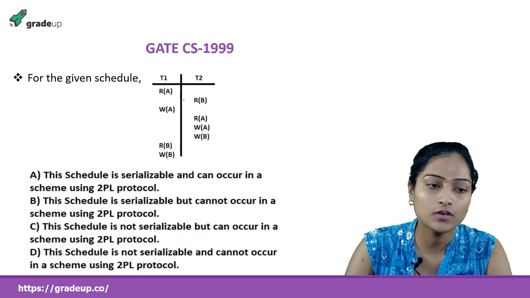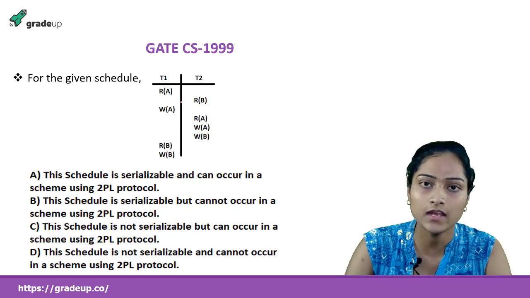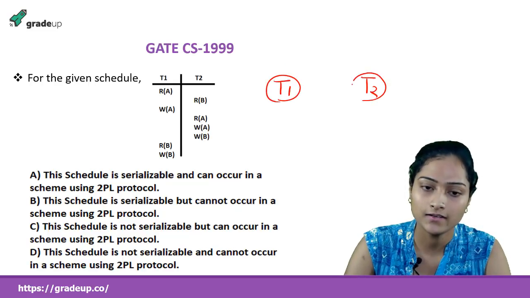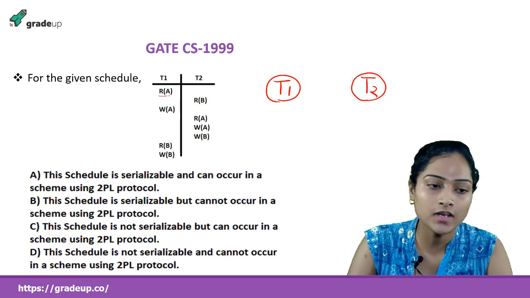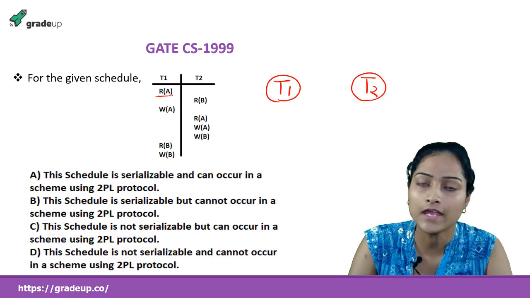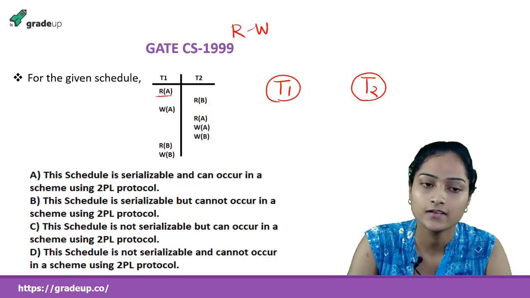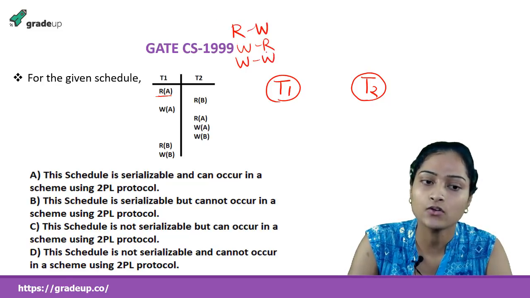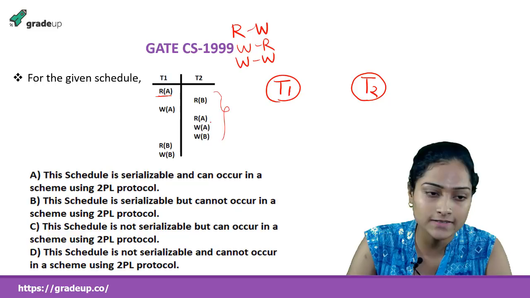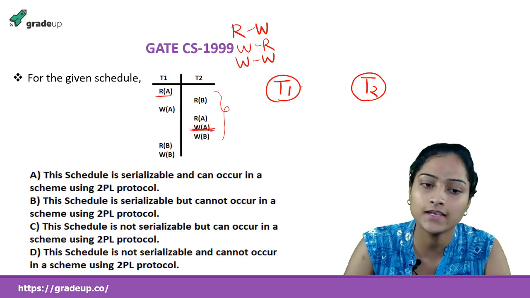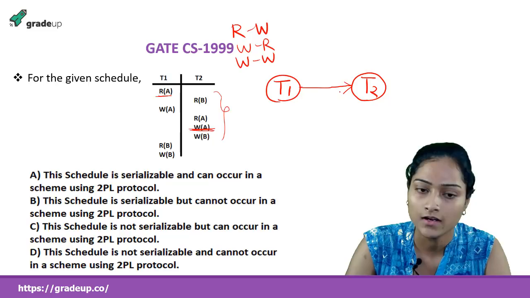For this particular schedule, to check for serializability, I'll make a precedence graph. In the precedence graph, we are going to have two vertices, T1 and T2. Let us check for conflict pairs. Start with the first operation, read of A in transaction T1. Check for the conflict, that is write of A. If there is a pair like read-write, write-read, or write-write, then only a conflict happens. We will check for write of A in transaction T2. Observe that T2 has write of A. Then there exists a conflict pair between T1 and T2.